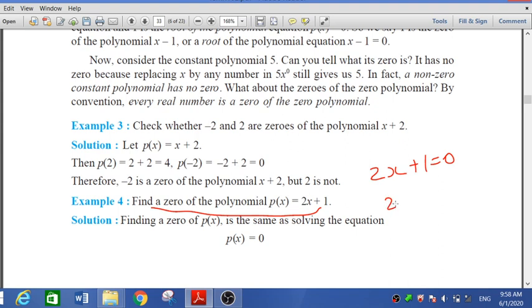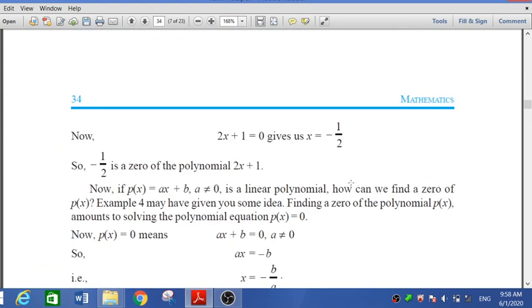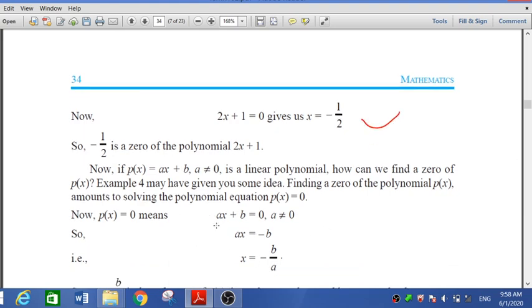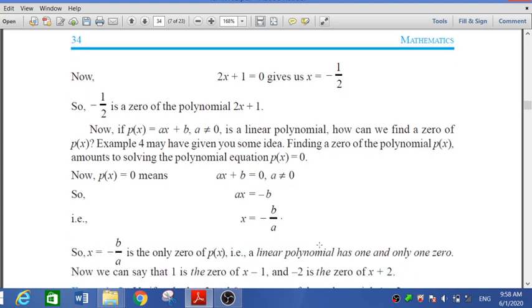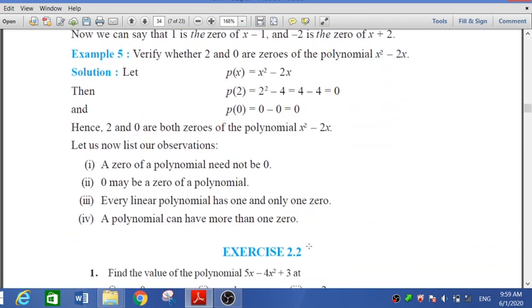So 2x is equal to minus 1. So x is equal to minus 1 on 2. That is your answer. You will see that the answer is right. Clear? So the standard form is ax plus b. Ax plus b is equal to 0. Therefore, ax equal to minus b, x equal to minus b by a, to find zeros of a polynomial in a linear equation. So these are all the examples.